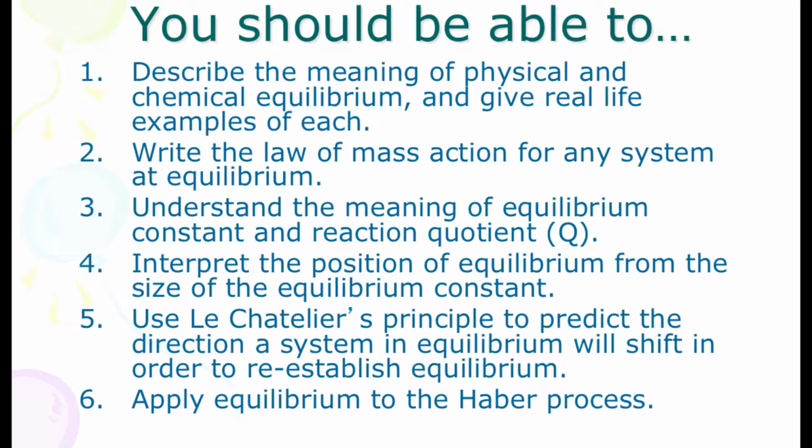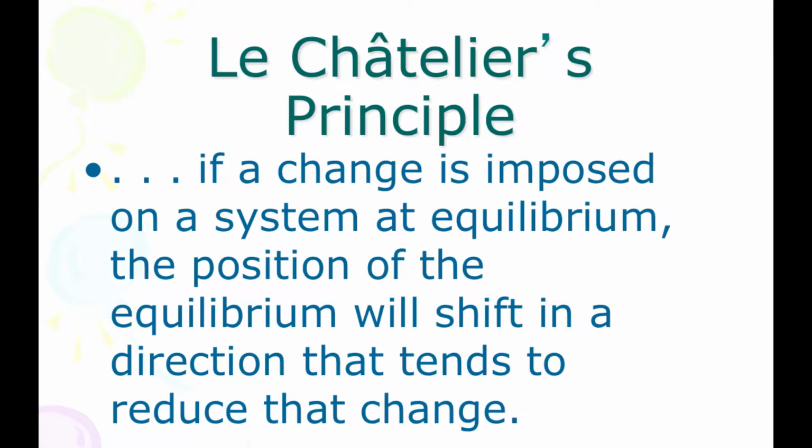Number 2, simple. Number 3, if you can do number 2, great. Number 4 is mathematical. Number 5, simple. And then number 6 is a specific example of equilibrium called the Haber-Bosch process.